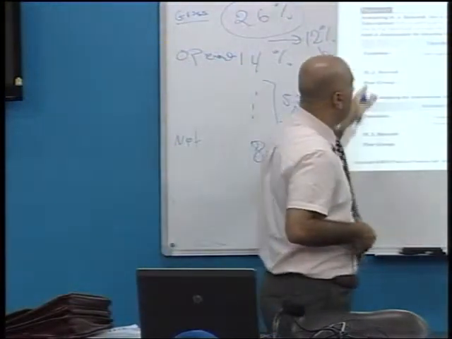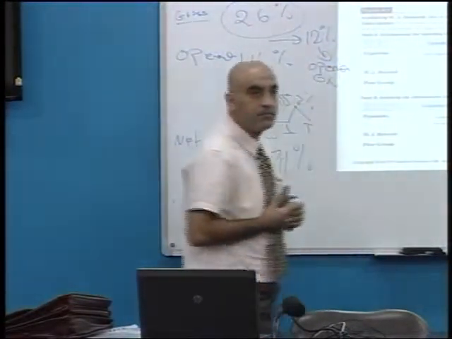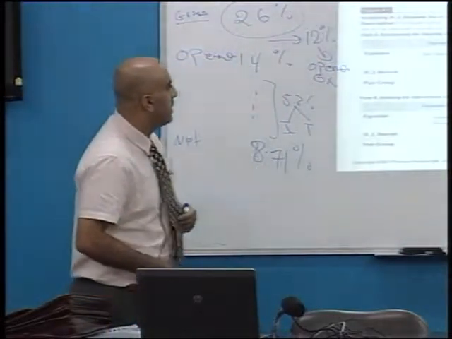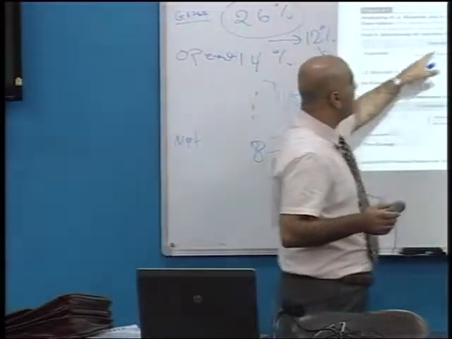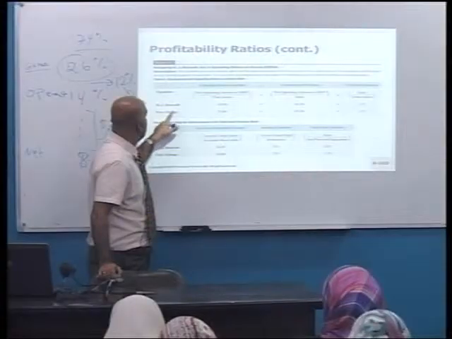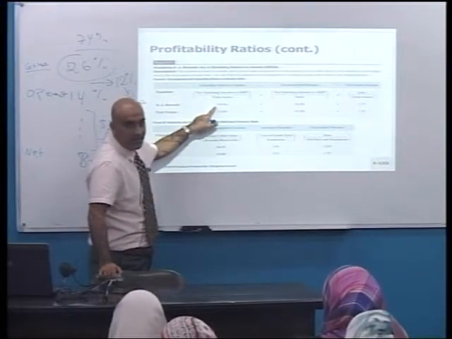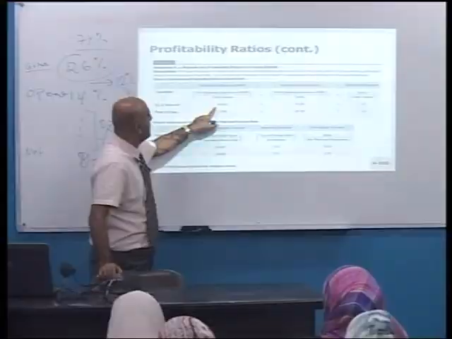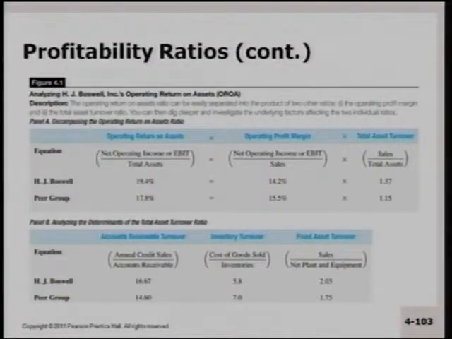And you look at the results. We have the operating return on assets, 19%, and for the peer group it is 17%. It means the Baswell company has a higher operating return on assets or on sales than the peer group.